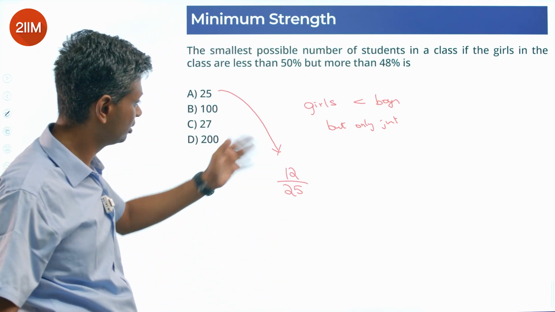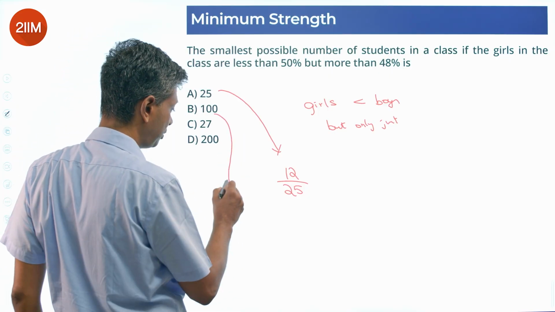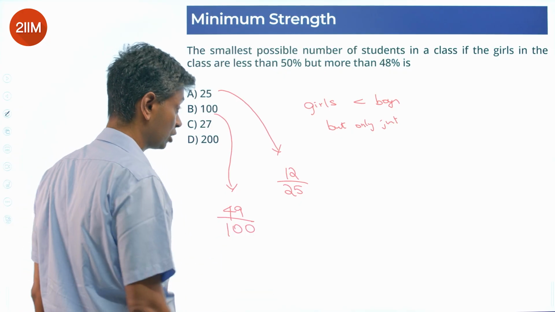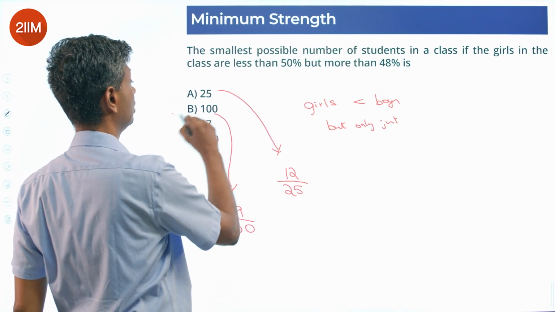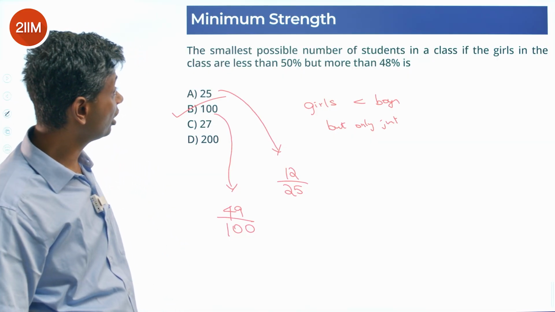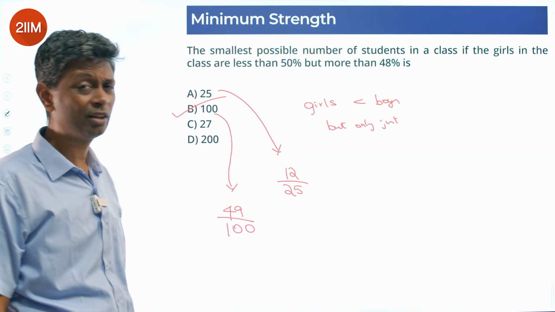So I'm doing this. This doesn't work. We go here for 100. 50-50 is equal. 49 girls by 100 is 49%. This satisfies. That's not my answer, because I want to know a scenario where the smallest possible number of students. So with 100 it is possible.